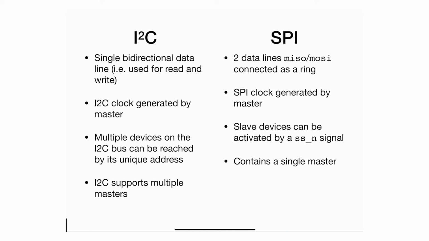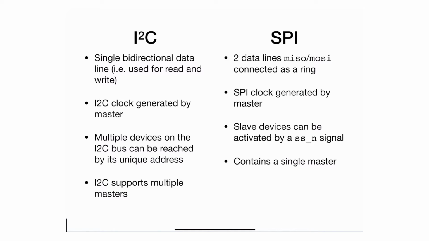One more important thing is actually that the I2C supports multiple masters. So you will have a bus that has clock and the data, but you can connect multiple masters to that bus. On the other hand, the SPI only includes a single master, and you might have many slaves.